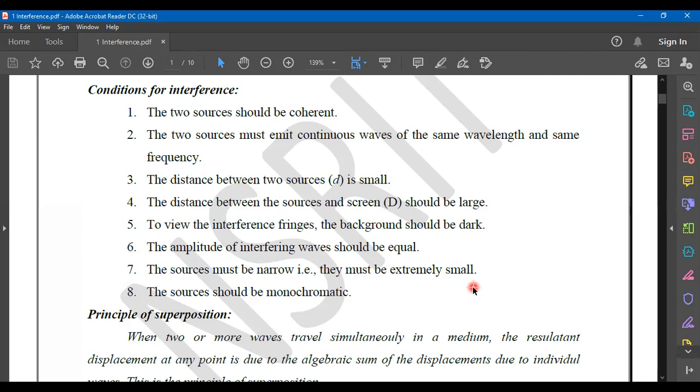I will explain it. Say you have taken two sources, S1 and S2, and they are generating waves continuously. The phase difference between these two waves should be constant.